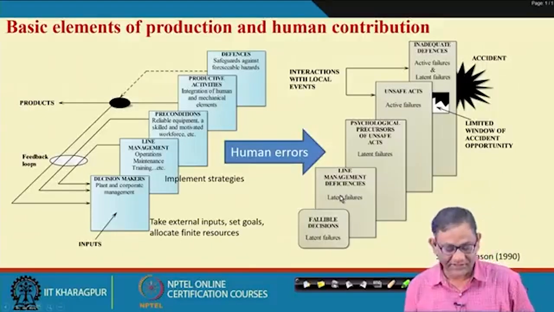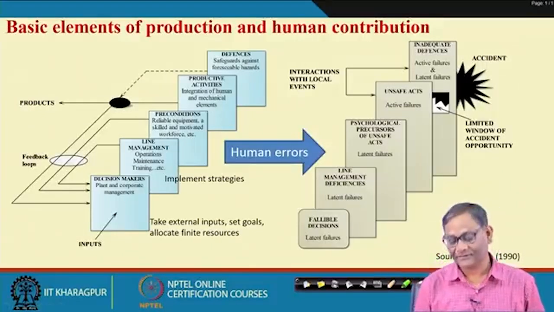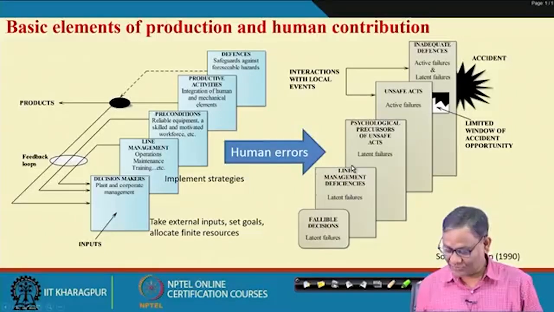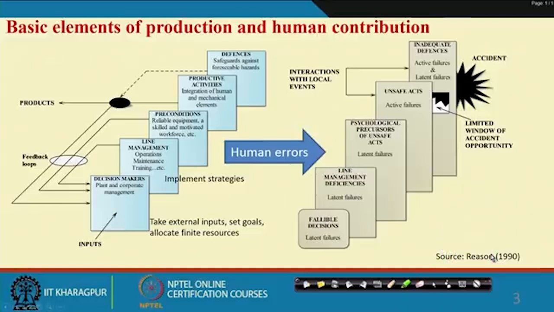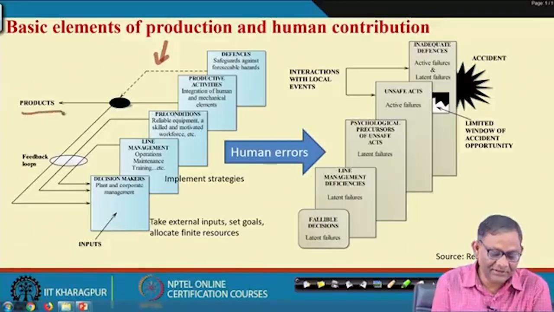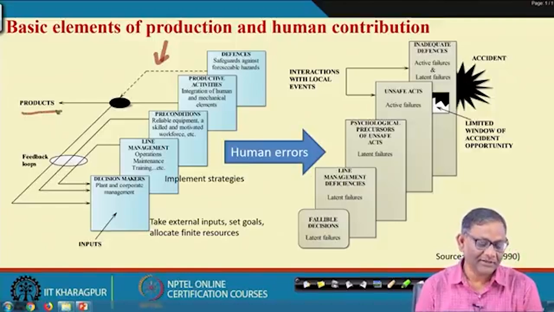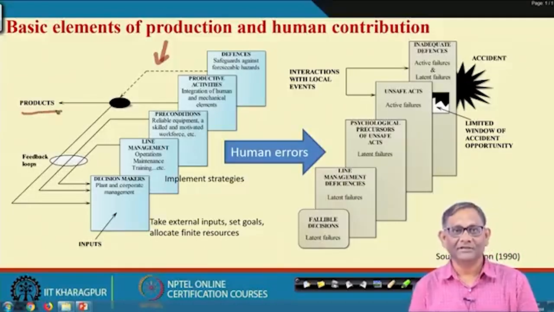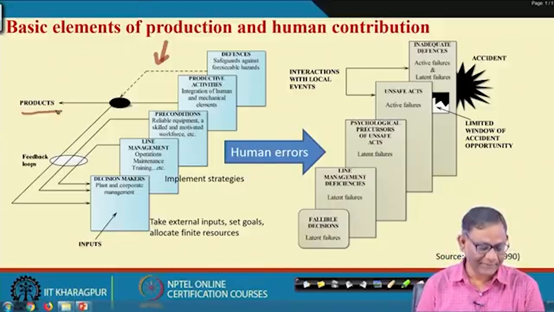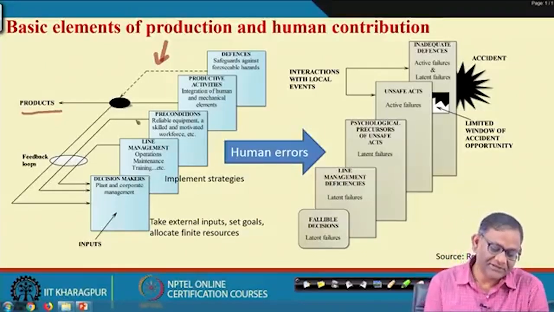So, this is the element of production, as well as the human factors consideration, and this was taken from James Reason 1990, that Human Error book. Here you see this is the production part, production system. Any production system, the basic purpose is ultimately you will be producing products. It may be end products, it may be intermediate items for final product.